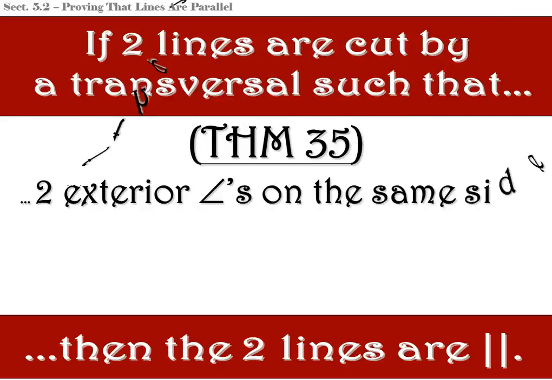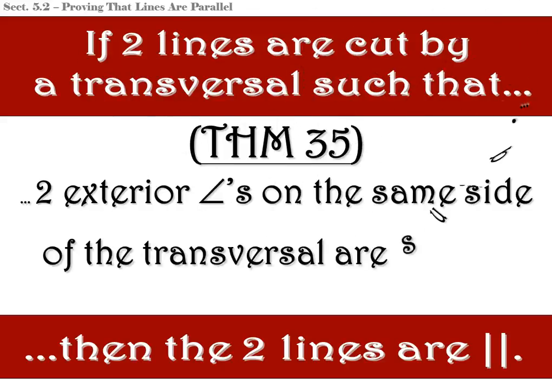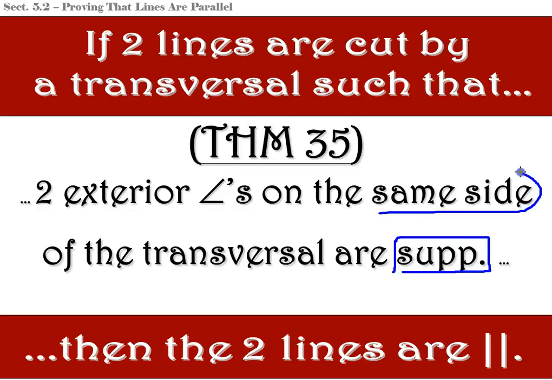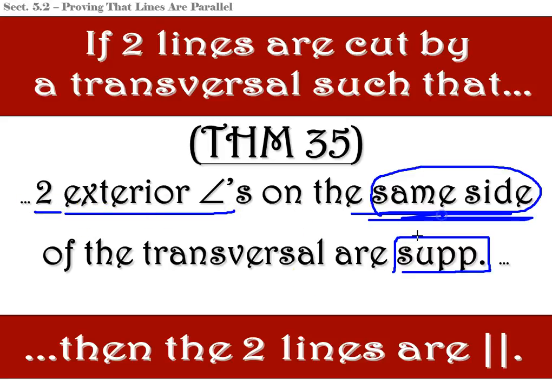Theorem 35. If I have 2 exterior angles on the same side of the transversal, then those buddies imply parallel lines too. So again, it's not that the exterior angles on the same side are congruent. No. It says this. If 2 exterior angles on the same side are supplementary, then that means the lines are parallel. And here's your shortcut.